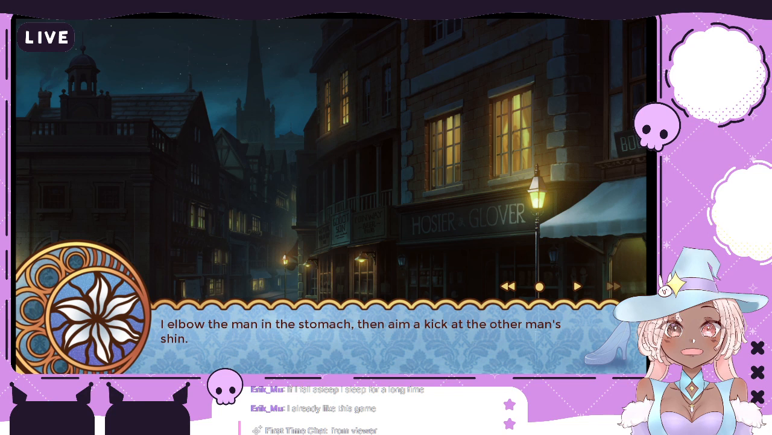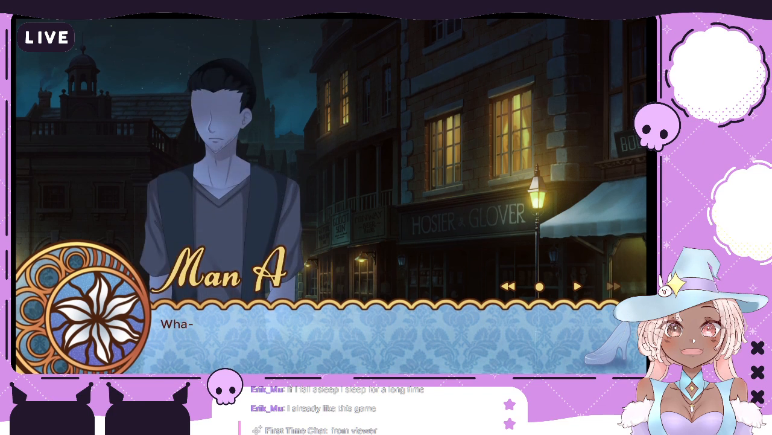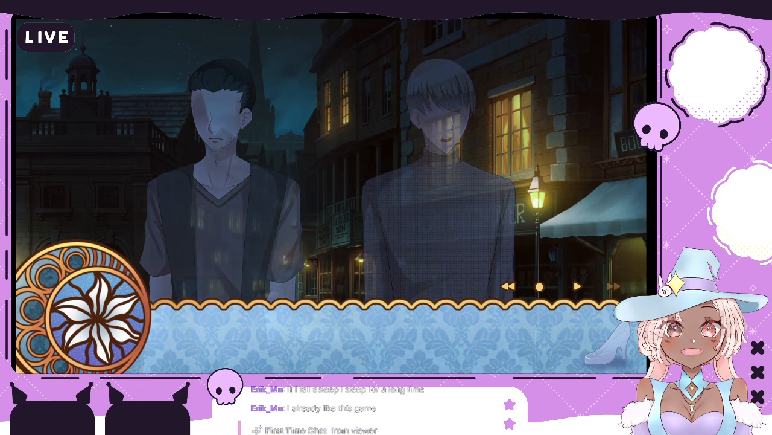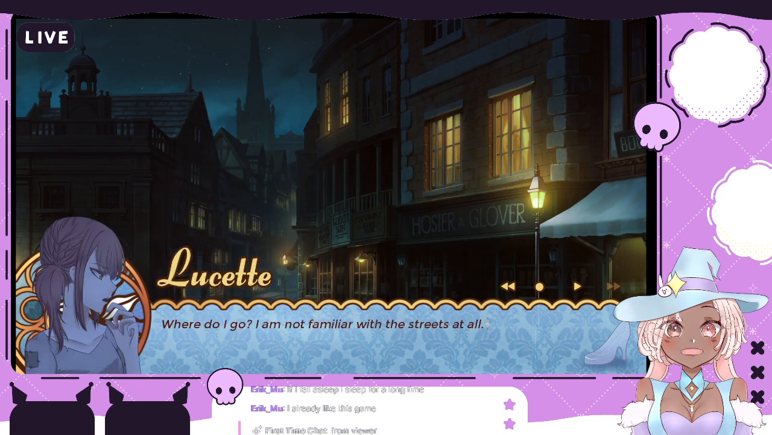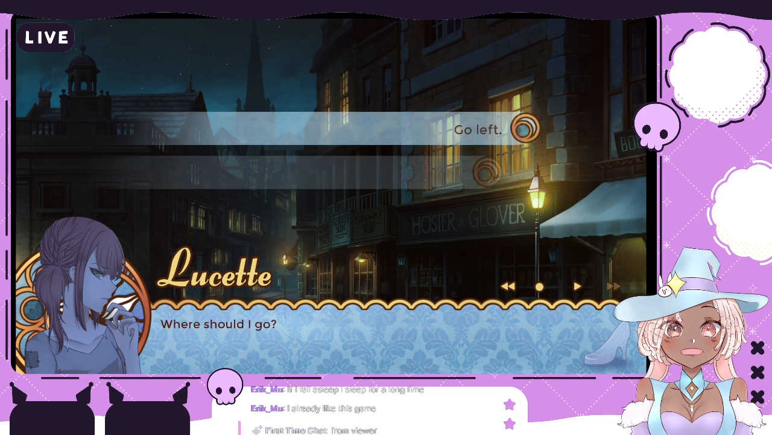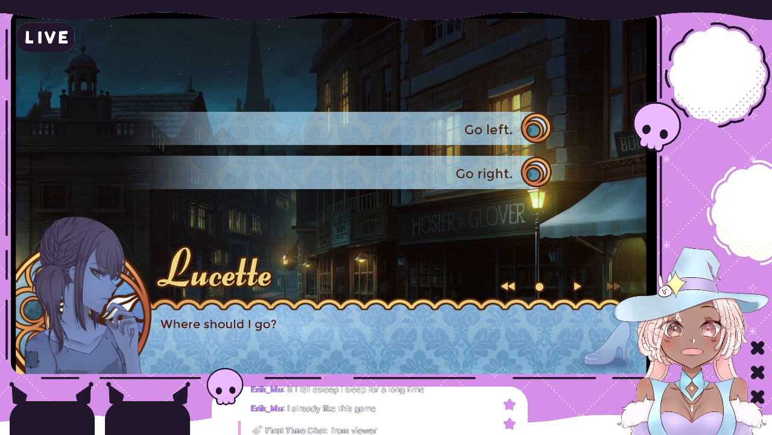I elbow the man in the stomach, then aim a kick at the other man's chin. I have an opening, and I take it. Wah! I pull myself free and begin to run as fast as I can. Hey! Where do I go? I am not familiar with the streets at all. It's highly likely I'm just going to hit a dead end. Where should I go?